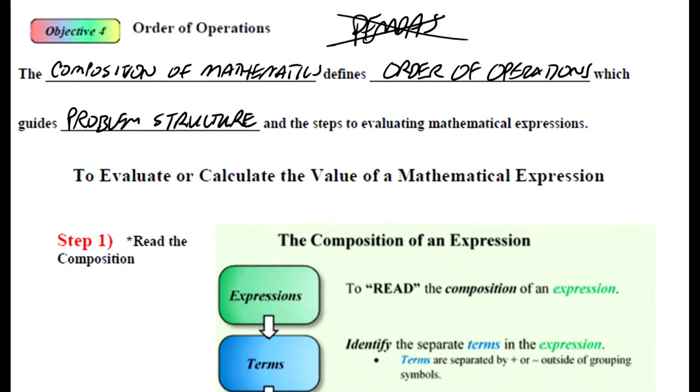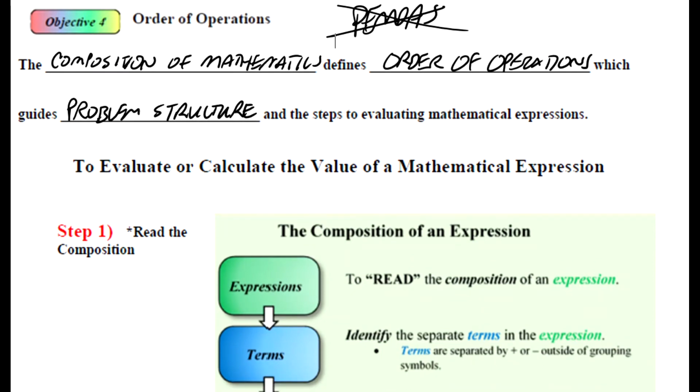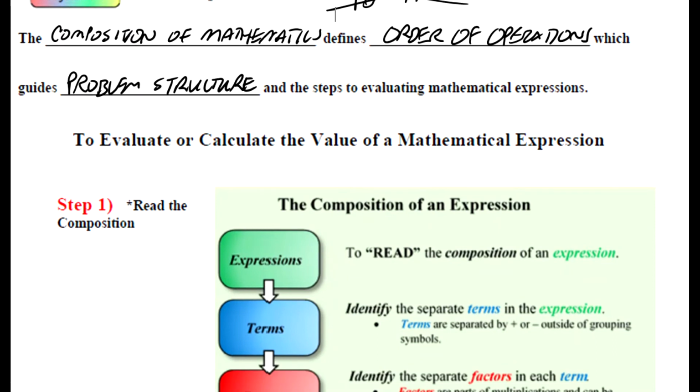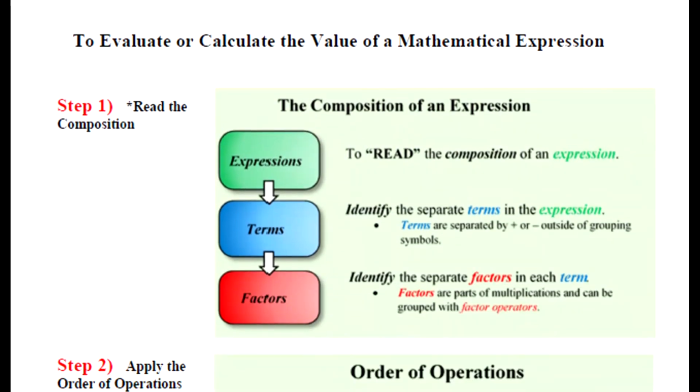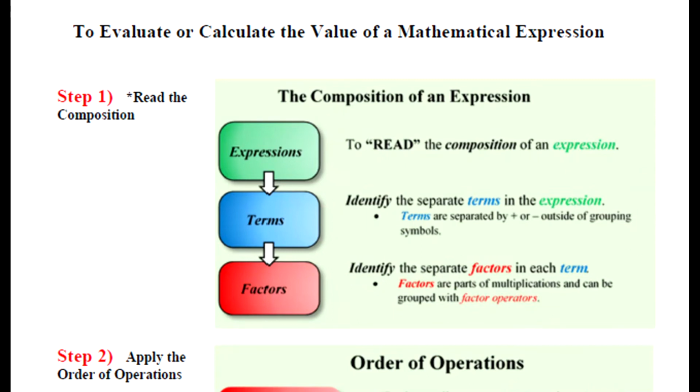So how do we evaluate or calculate the value of a mathematical expression? And we've been doing it all along, but it frees us up in so many ways. So first of all, we want to read the composition. So the first step is to read composition. Identify the separate terms and then identify the separate factors in each term. So factors and operators. So we know how to identify these things. And then as we evaluate, it sort of makes sense.